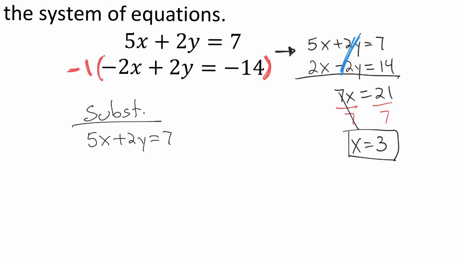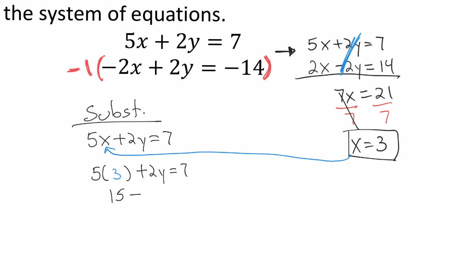And I'm going to substitute. Remember, x equals 3. So you substitute the 3 into the x. So 5 times 3 plus 2y equals 7. And so for y, 5 times 3 is 15. Plus 2y equals 7. You subtract 15. So 2y equals negative 8. 7 minus 15 is negative 8. Divide by 2.